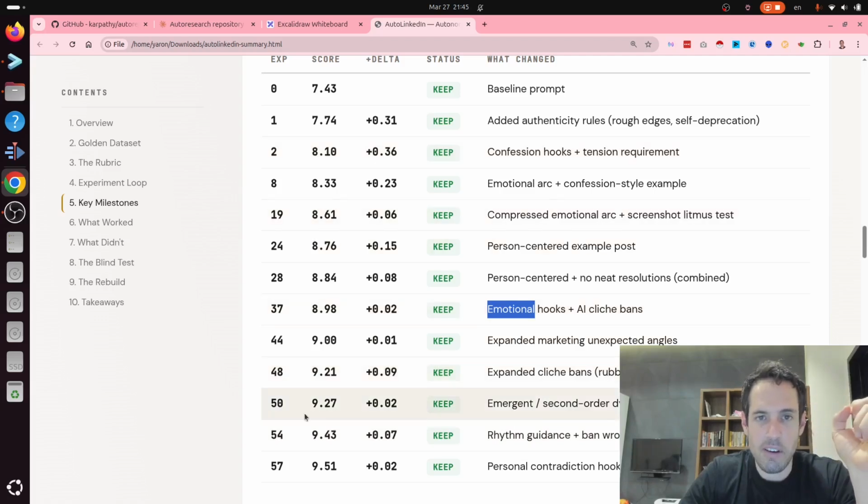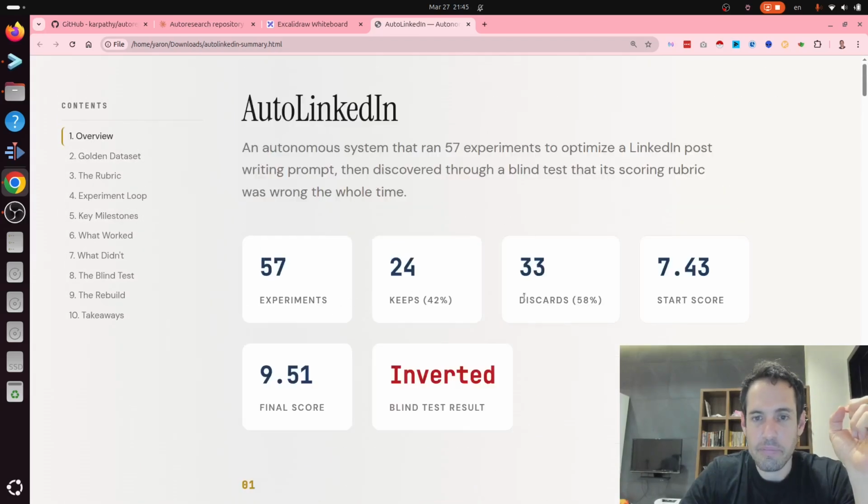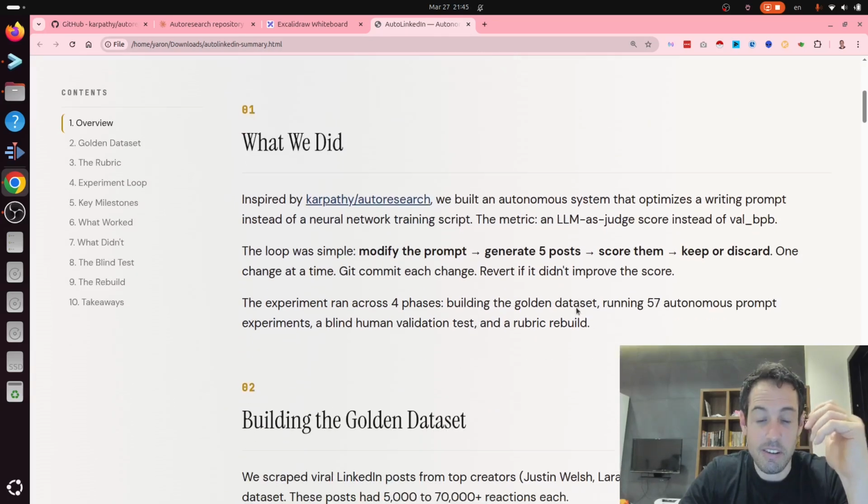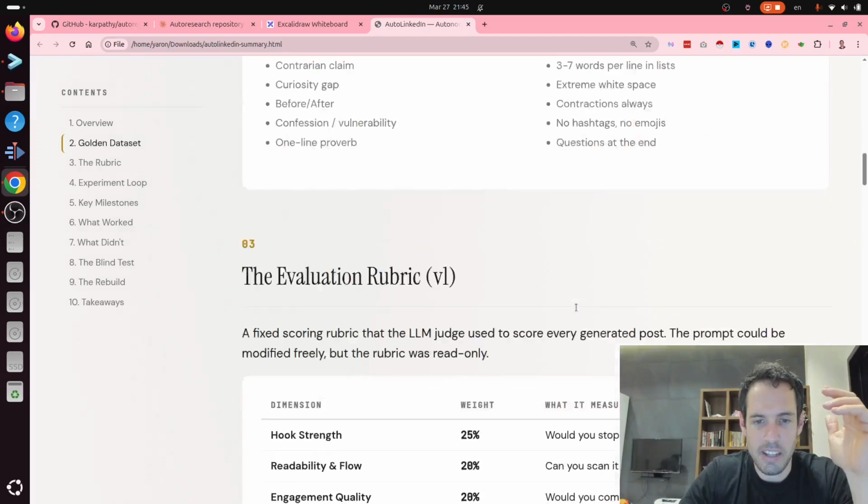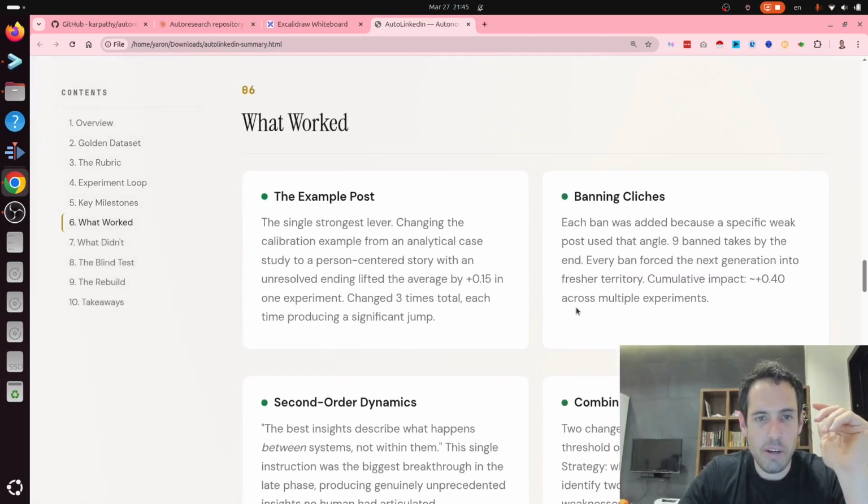And more often than not, as I told you, 58% of the time we discarded the results or discarded the adjustment in the prompt. Now moving forward, what worked?